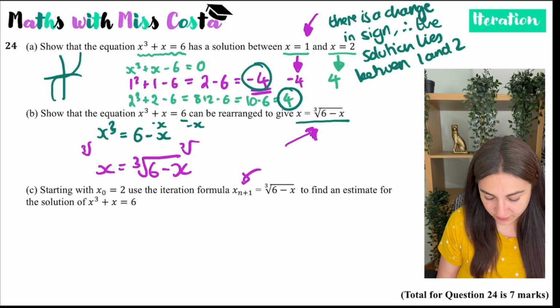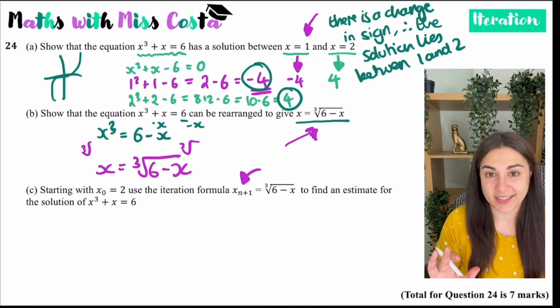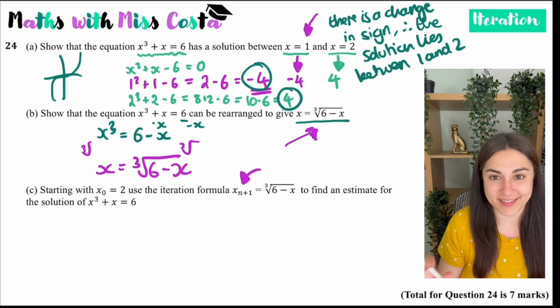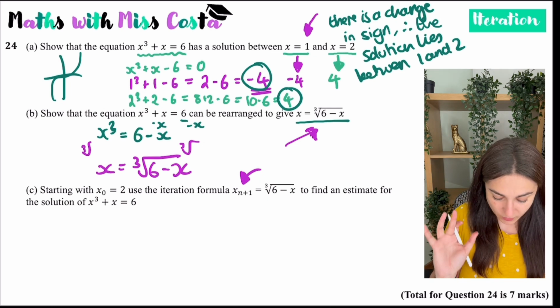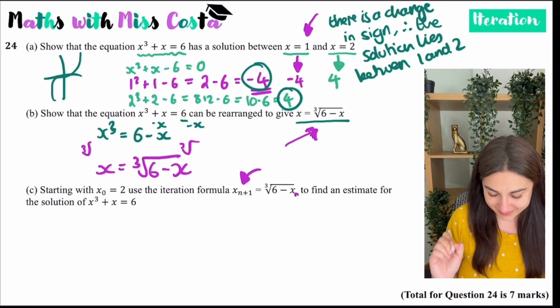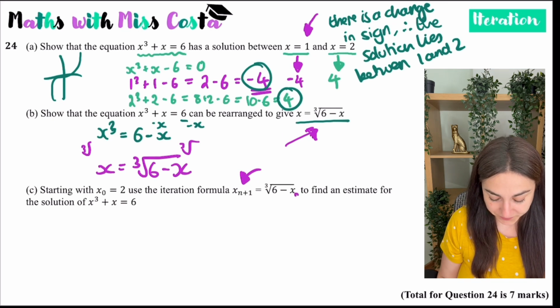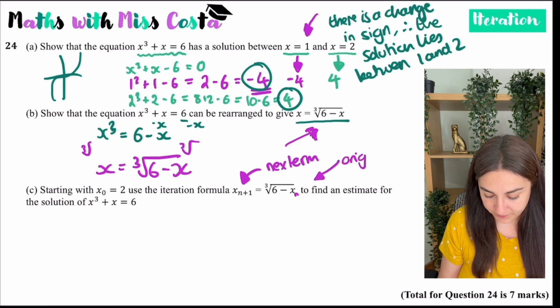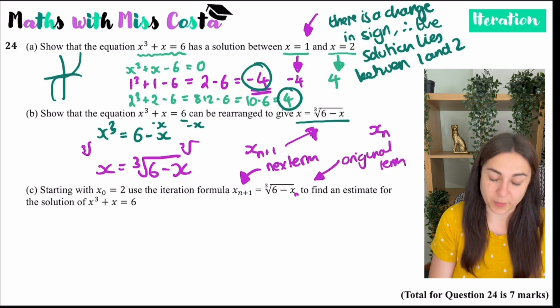So remember, with iteration, don't be afraid of the fact that it's got a bottom index or whatever. And that should say xn over there. All it means is, imagine that xn plus 1 just means the next term, and xn is the original term. So xn is the original term, xn plus 1 is literally the term after that.